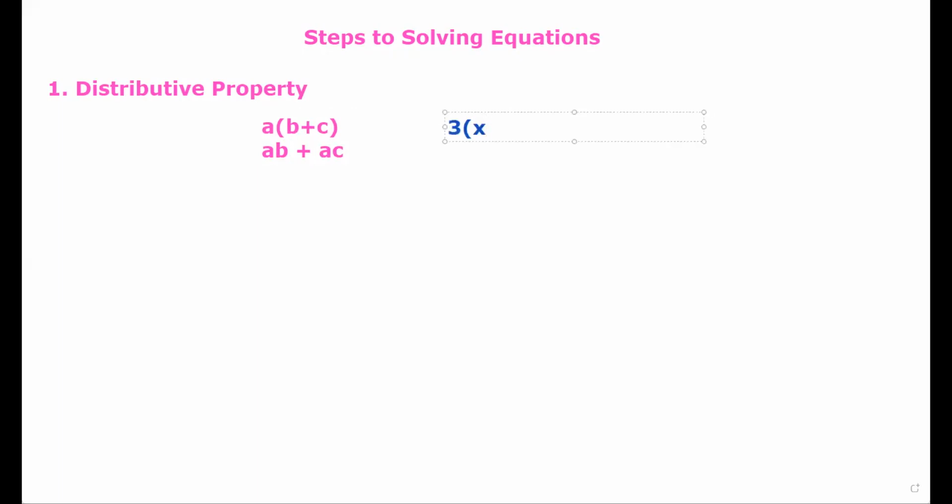If I have something like this, you get 3x minus 9. If I have something like this, I have negative 8x plus 8. So that's the distributive property. You always do that first. You always go in the PEMDAS order, right? Parentheses first.